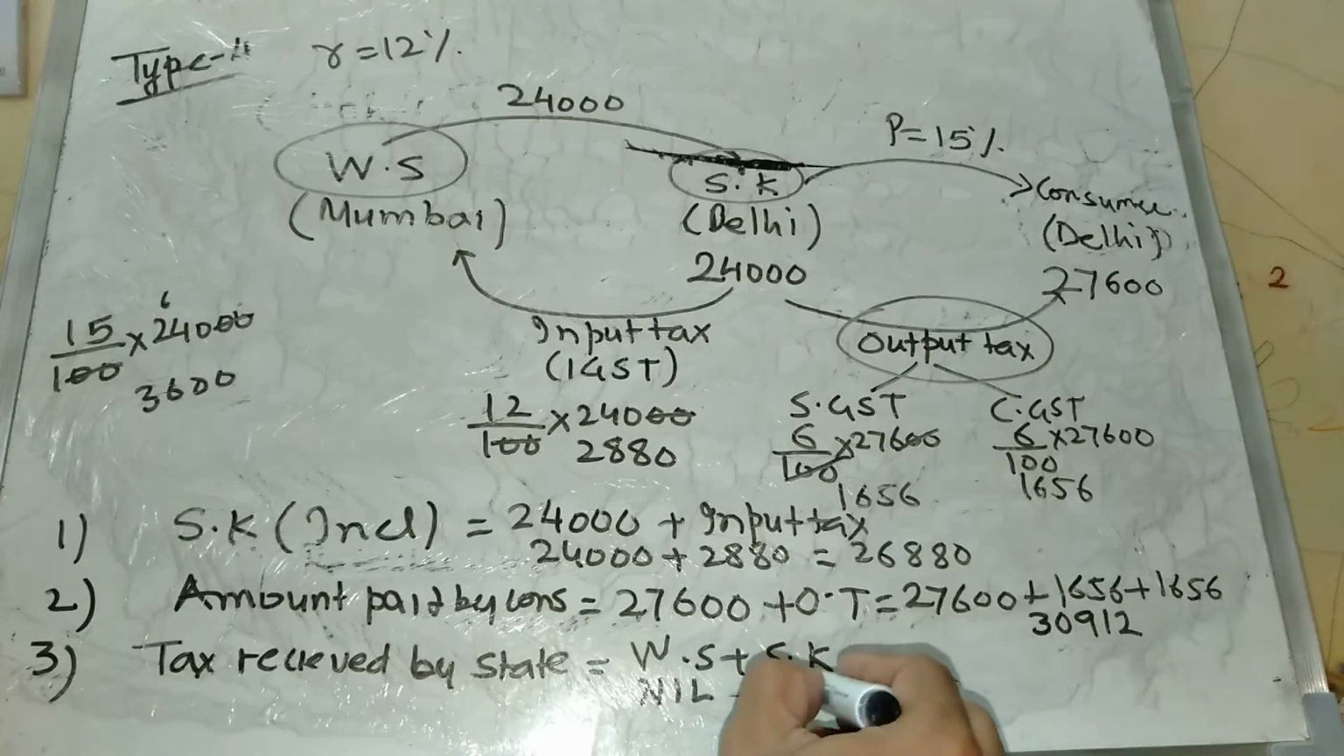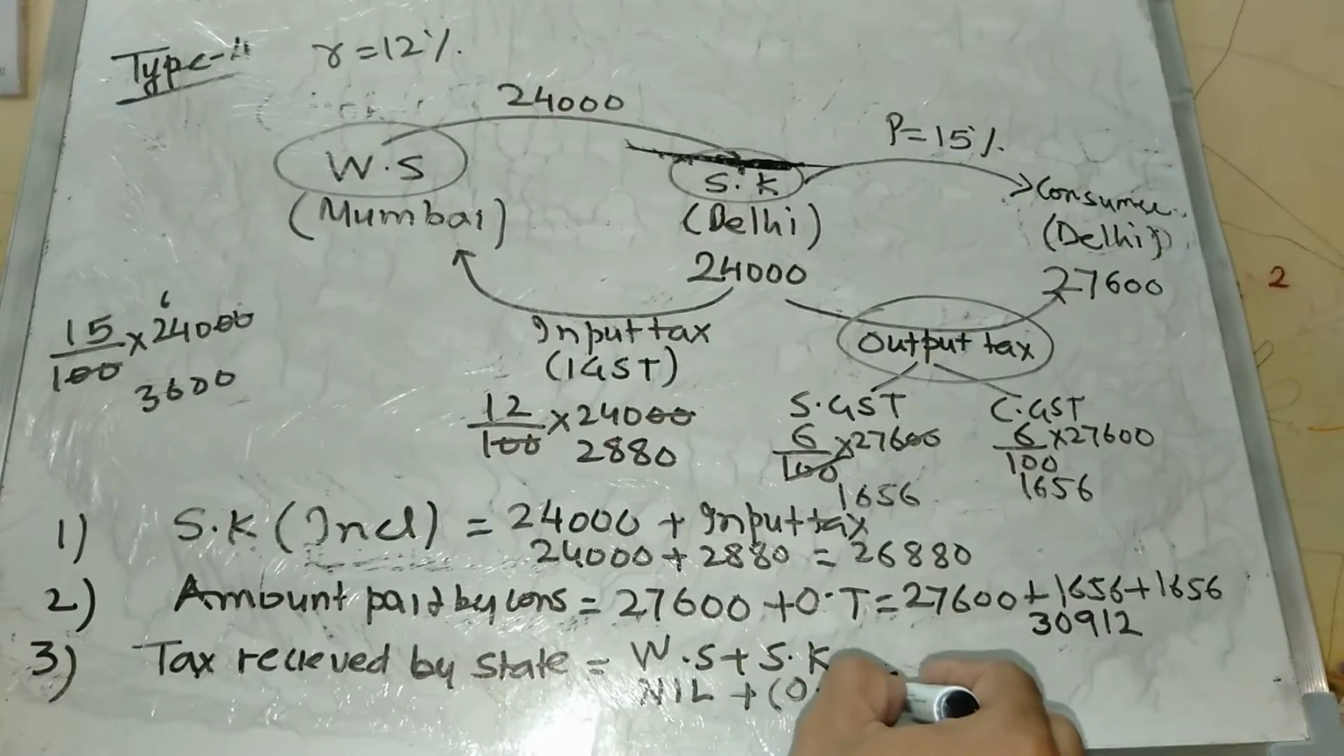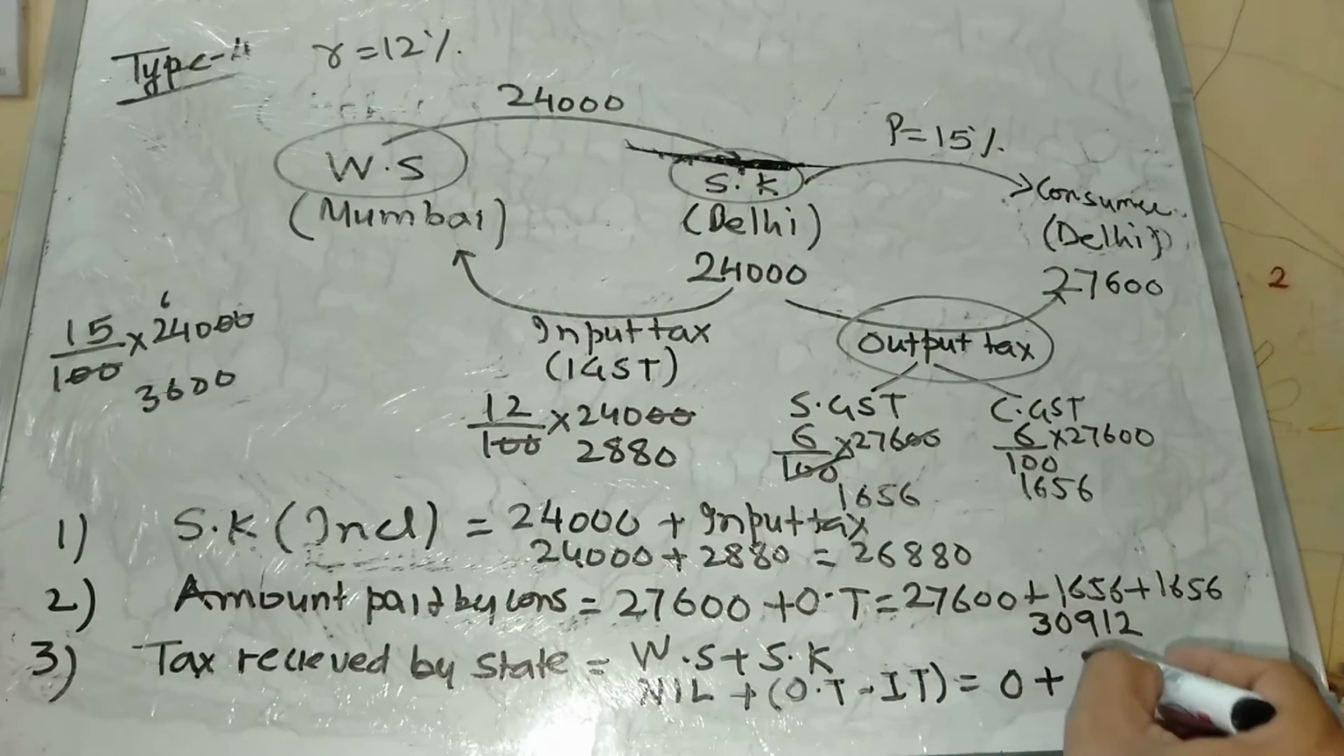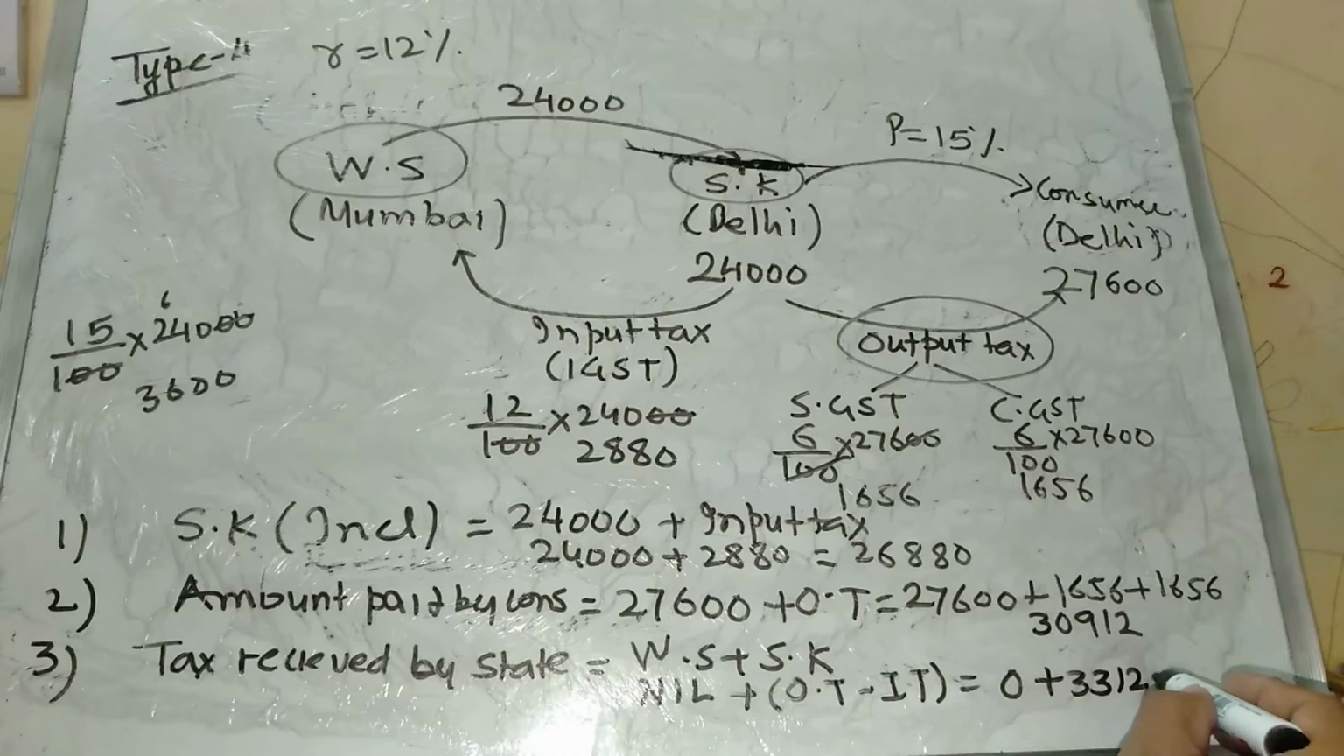The difference is output tax minus input tax. So, it will be 0 plus output tax is 3312 minus input tax is 2880. So, total tax received by the state government is 432.